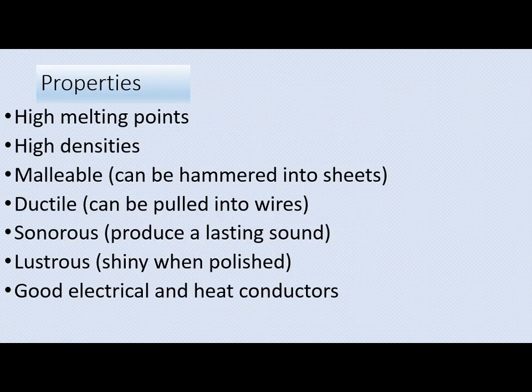Properties of metallic bonding. There, to close our slides or our video here: high melting point, high density, malleable, meaning can be hammered into sheets; ductile, meaning can be put into wires; sonorous, like in bells; lustrous, yes, they are shiny when polished; and then they are good electrical and heat conductors. That marks the end of our topic in bonding.